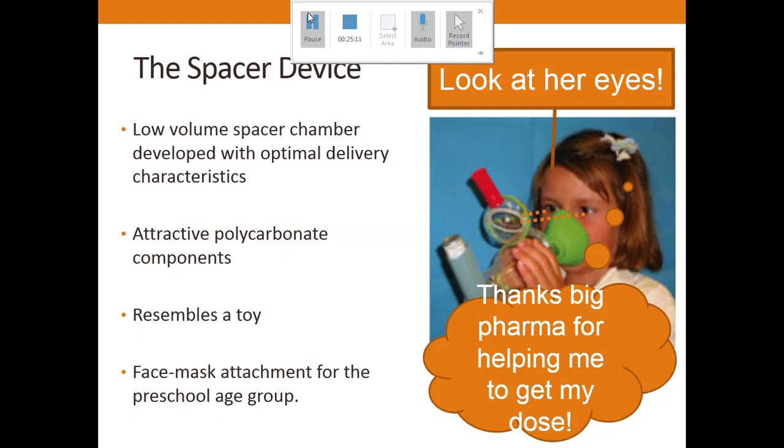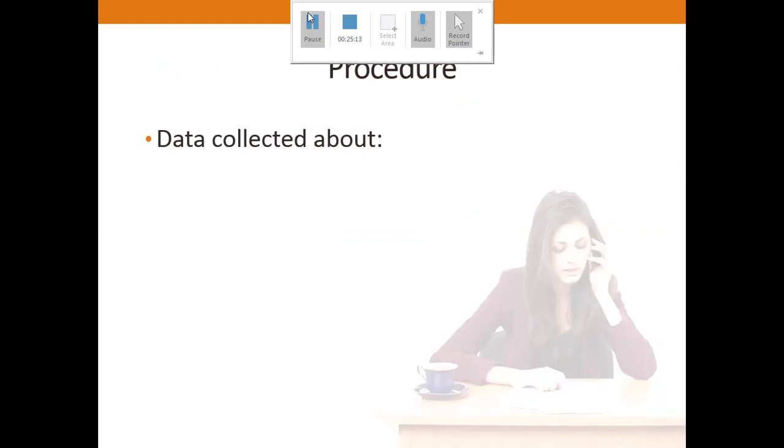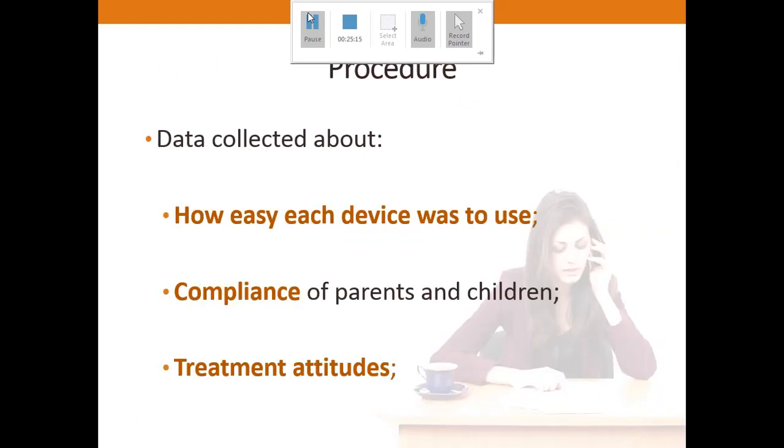Okay, so the data collected in the questionnaires was about how easy each device was to use. It was about the compliance of the parents and children. So did the children take their medicine? Did they kick up a fuss about it? Did the parents encourage them to do so, or did they give up as well? And the treatment attitudes.